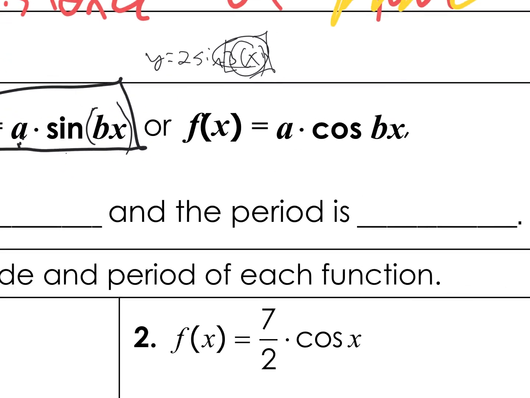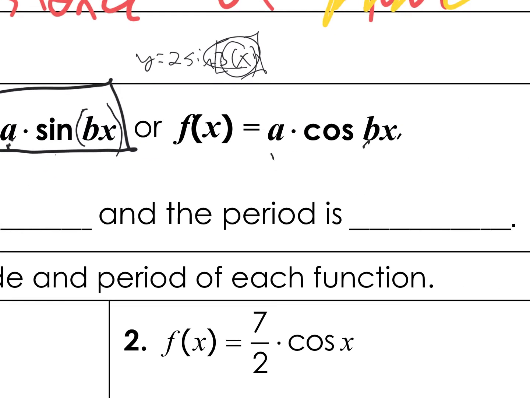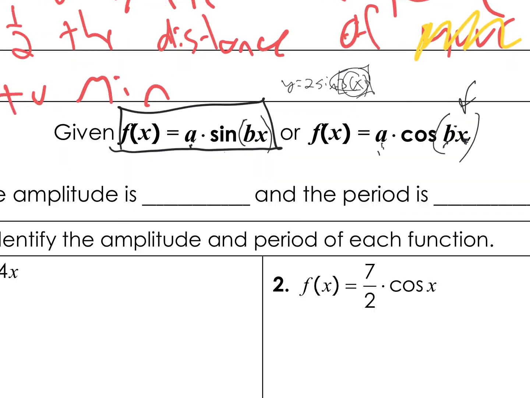So same thing here. We got an A and we got a B. The X is the angle. X is changing. B is a number in front of it. And so let's define this.